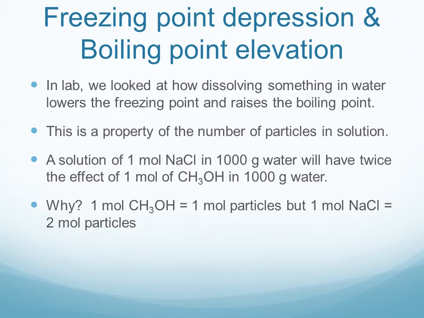Because 1 mole of methanol stays together as molecules, so you will have 1 mole of particles. But 1 mole of sodium chloride, when you dissolve it, dissociates into sodium and chloride. So you'll have 2 moles of particles. You'll have 1 mole of sodium and 1 mole of chloride. So the 1 mole of sodium chloride will have twice the effect.